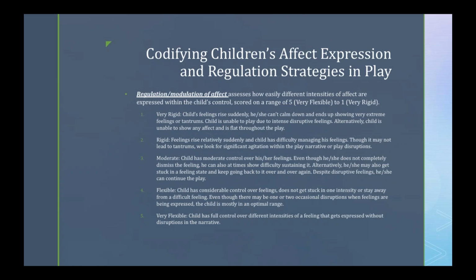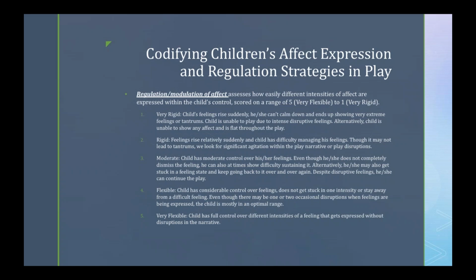We give a score of 2, which is rigid, when the child's feelings rise relatively suddenly and he has difficulty controlling his or her feelings. Though this may not lead to tantrums and very severe disruptions, we still look for significant agitation within the play narrative. We give a score of 3 when the child has moderate control over his feelings. Even though he or she does not completely dismiss the feeling, he can also at times show difficulty sustaining it.